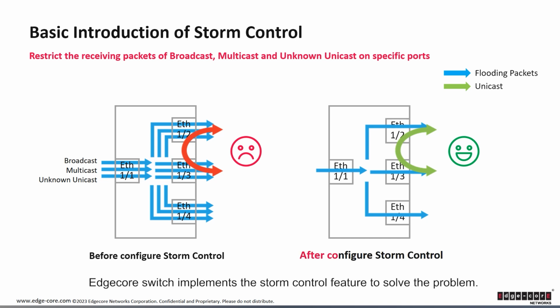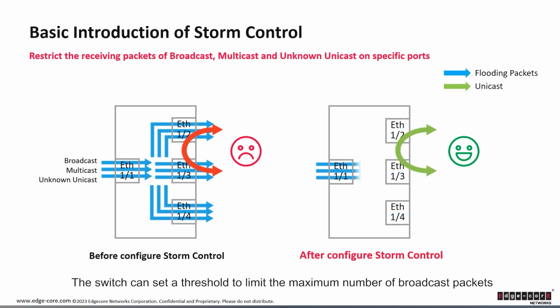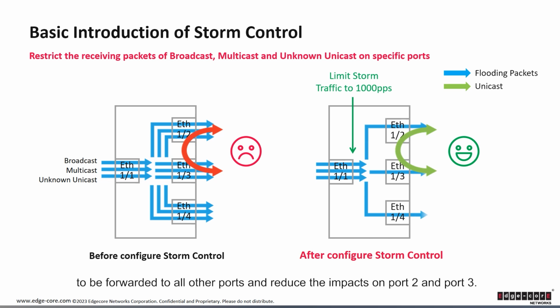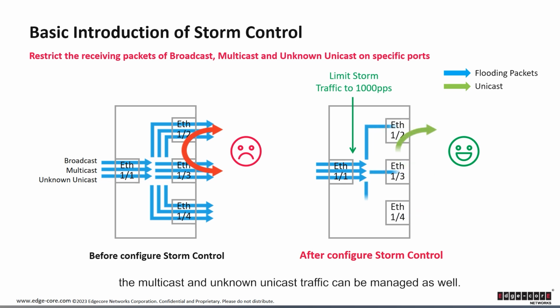Edgecore Switch implements the storm control feature to solve the problem. The switch can set a threshold to limit the maximum number of broadcast packets to be forwarded to all other ports and reduce the impacts on port 2 and port 3. Except for the broadcast traffic to be managed by storm control, the multicast and unknown unicast traffic can be managed as well.